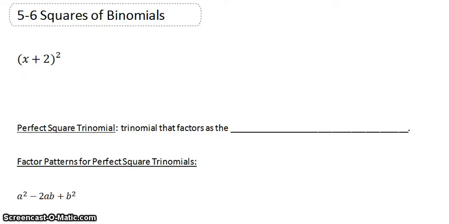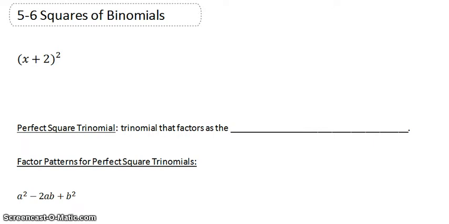Okay, so we're doing 5.6 now. So we're doing squares of binomials. Okay, so we know what binomials are. Again, two monomials added together or subtracted. And squares of that, meaning you are squaring it.